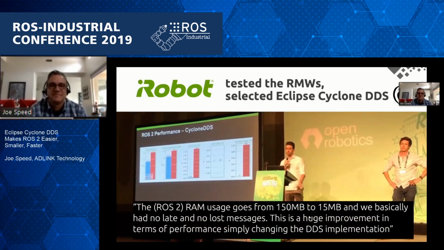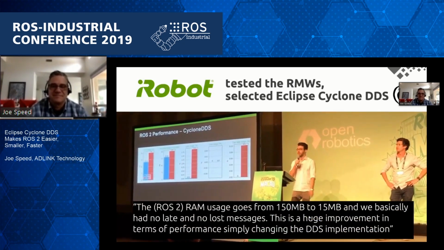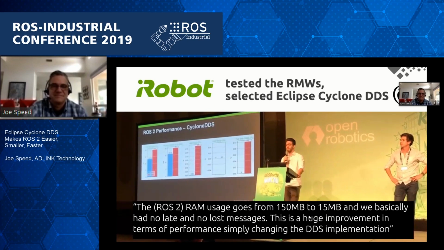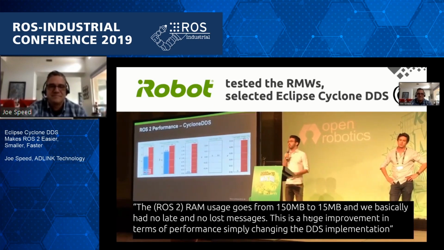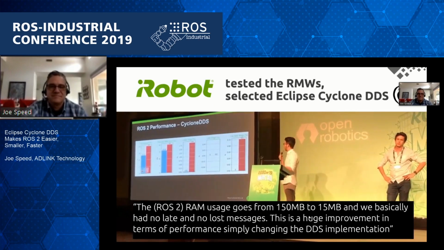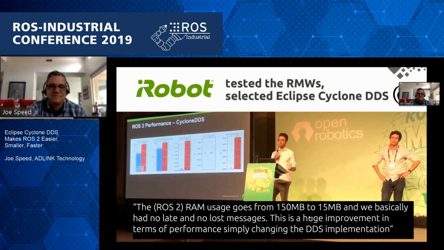The RAM usage goes from 150 megabytes to 15 megabytes, and we basically have no late and no lost messages. This is a huge improvement in terms of performance, simply changing the DDS implementation.